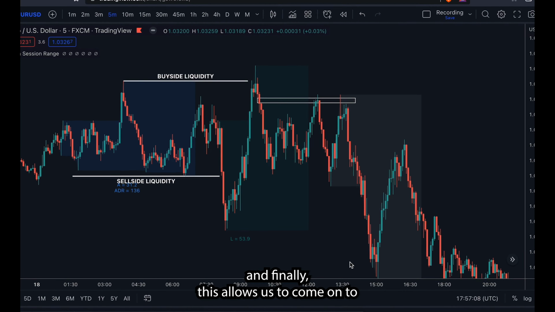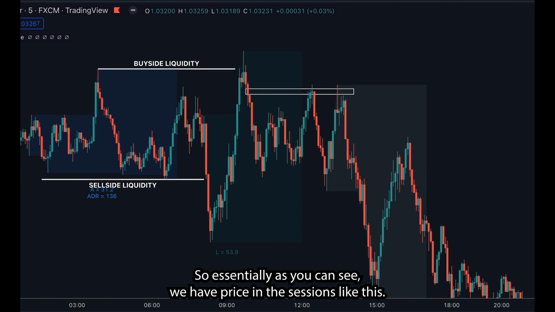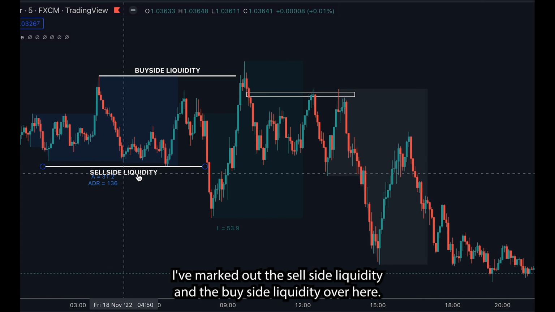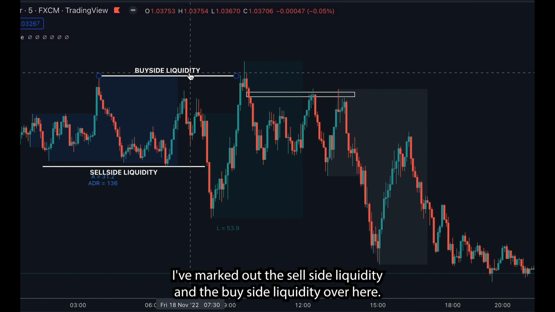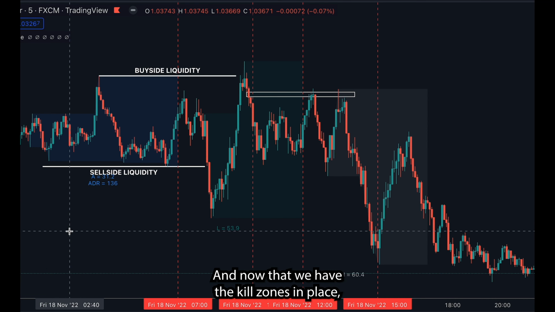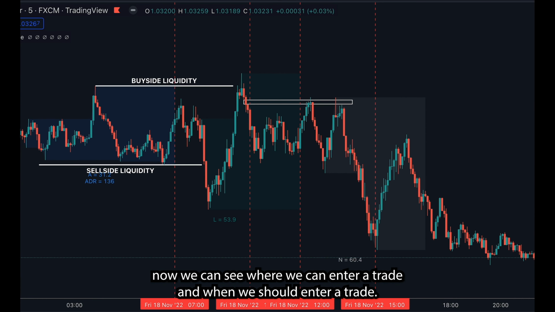And finally, this allows us to come on to what does a typical trade using these concepts look like. So essentially, as you can see, we have price in the sessions like this, and I've marked out the sell side liquidity and the buy side liquidity over here. Now what I'm going to do is I'm going to add in the kill zones. And now that we have the kill zones in place, now we can see where we can enter a trade and when we shouldn't enter a trade.